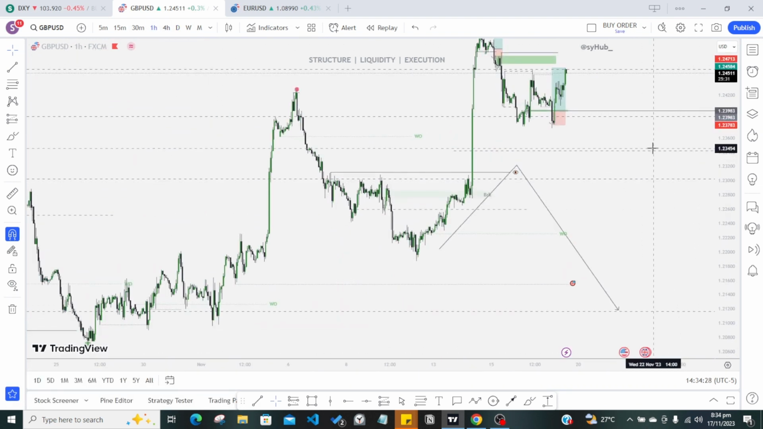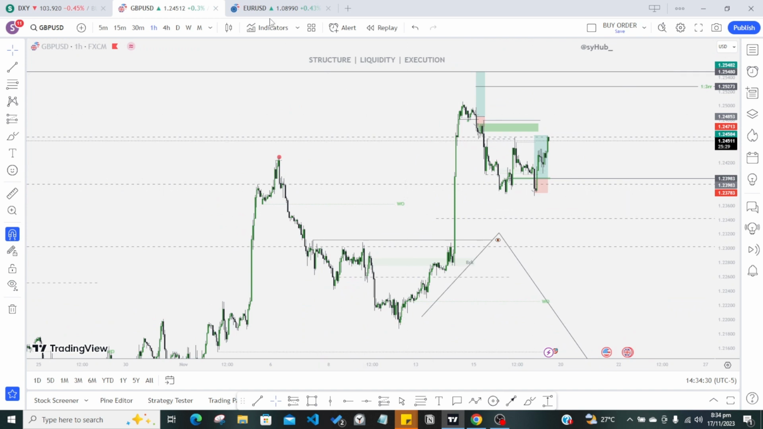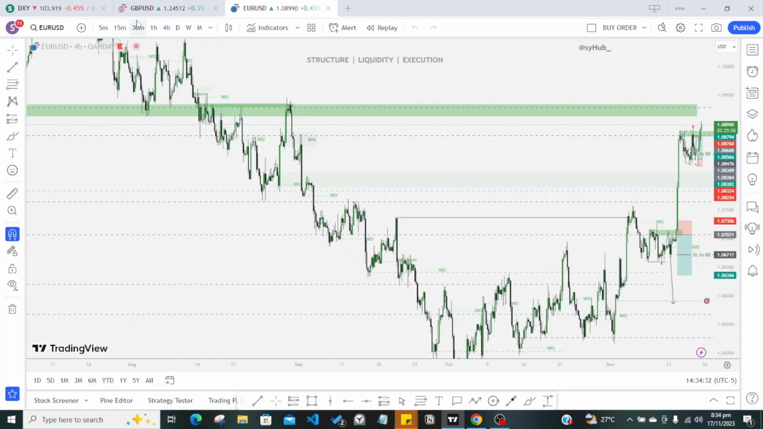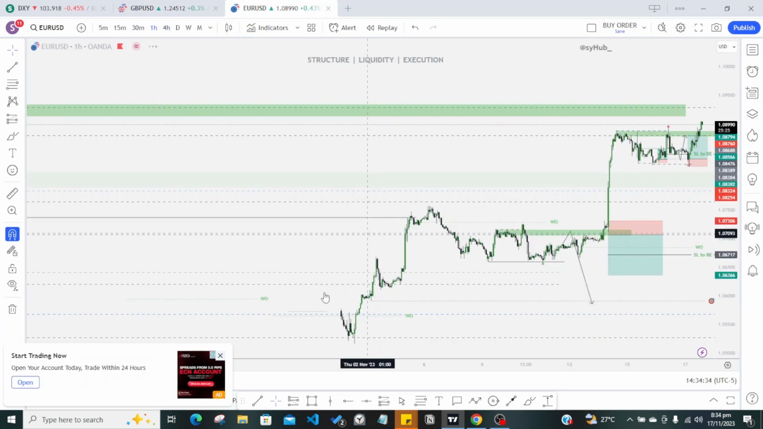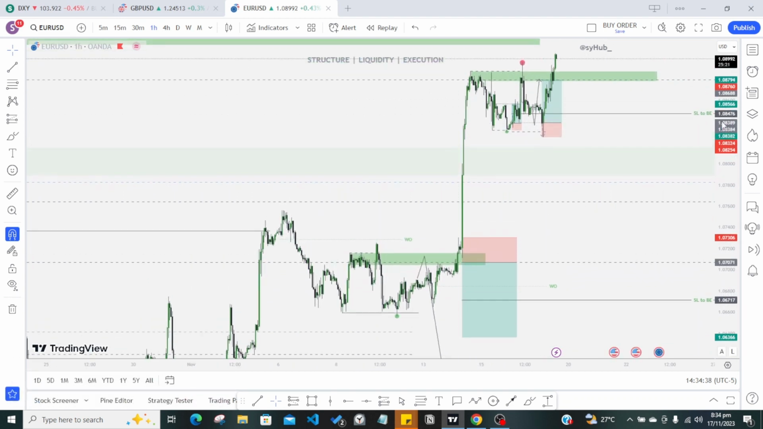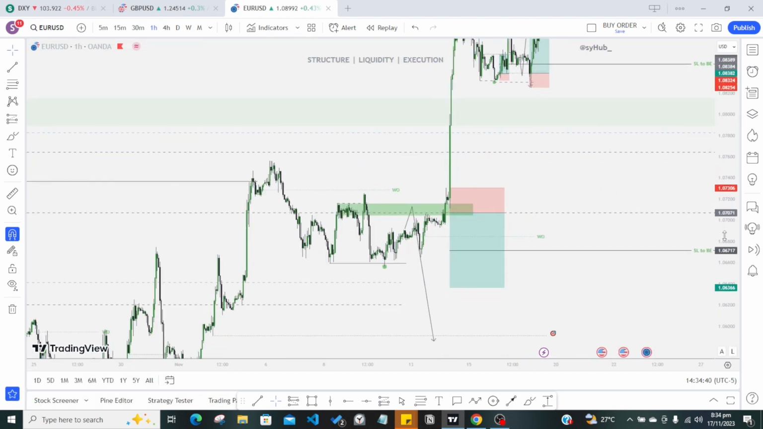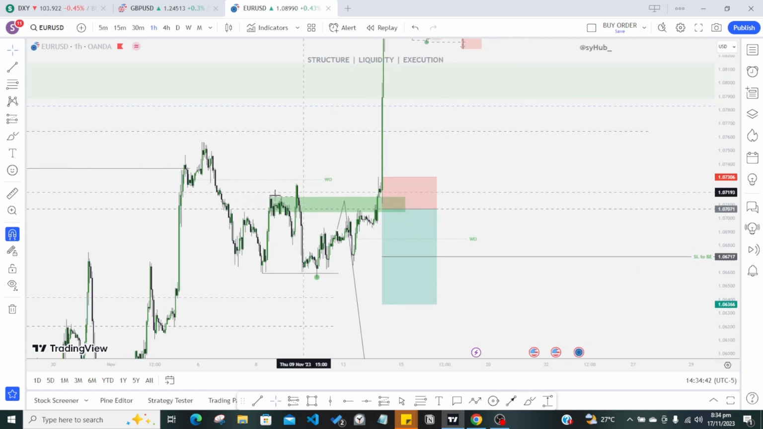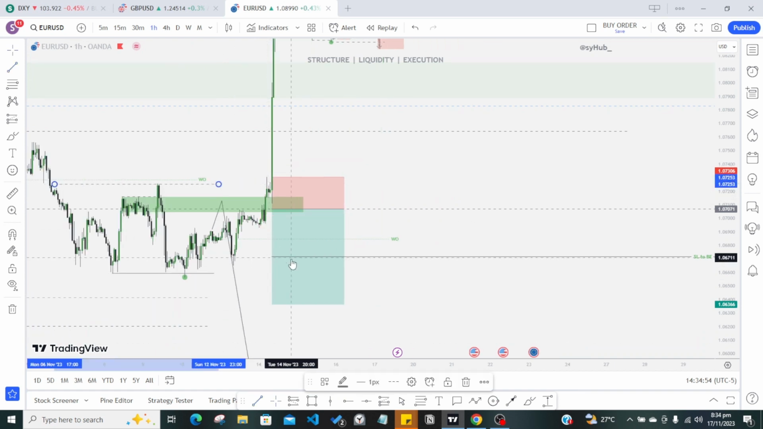The first trade I had was on Euro USD, so let me go into Euro USD, then I'll come back to GBP USD. Heading into the week, Euro USD was in consolidation. Price was trading between this range.